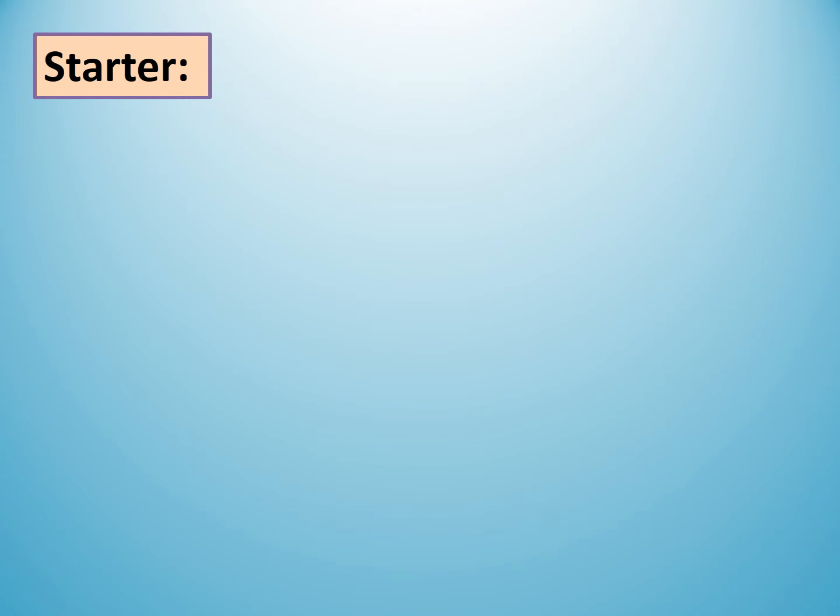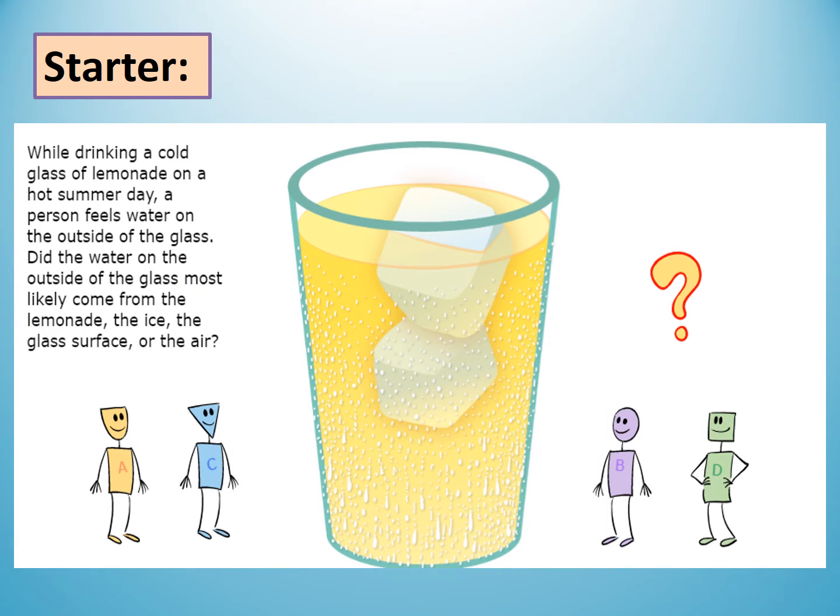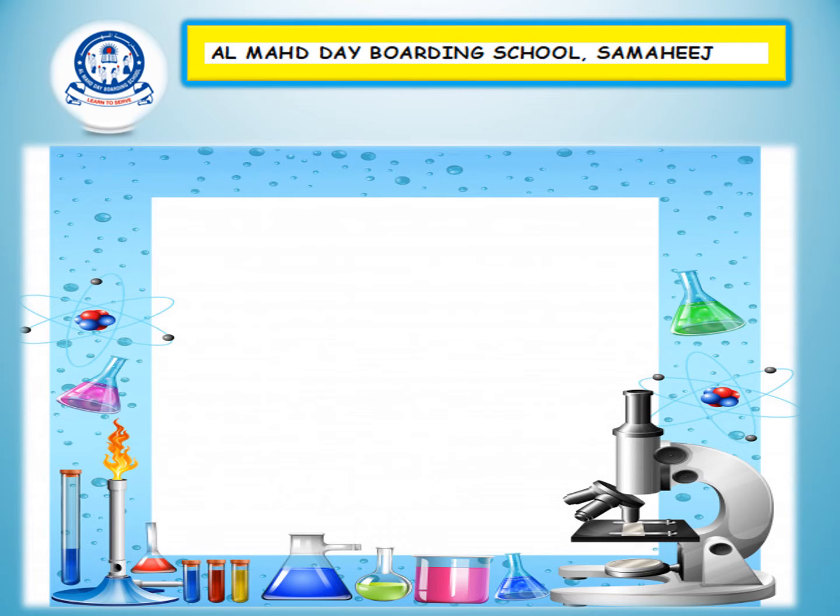Let's begin. While drinking a cold glass of lemonade on a hot summer day, a person feels water on the outside of the glass. Did the water on the outside of the glass most likely come from the lemonade, the ice, the glass surface, or the air? We will find out the answer.